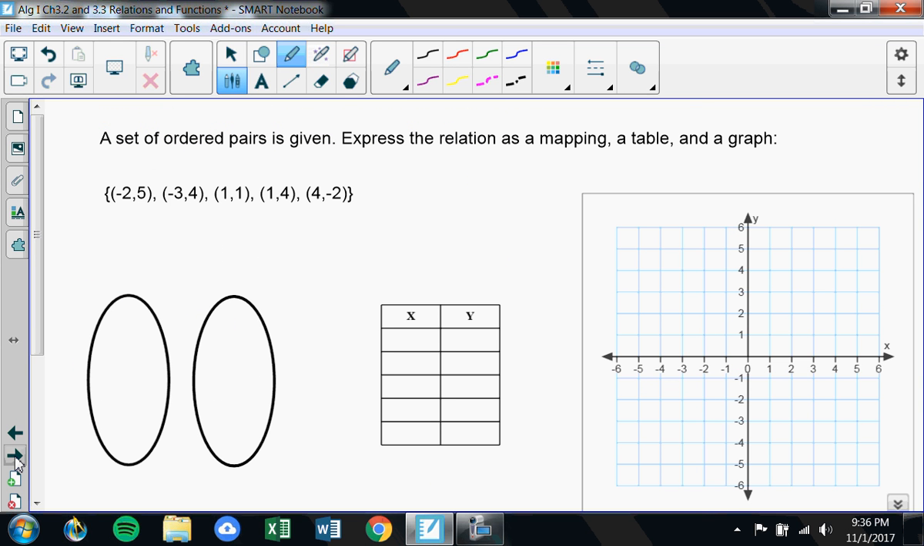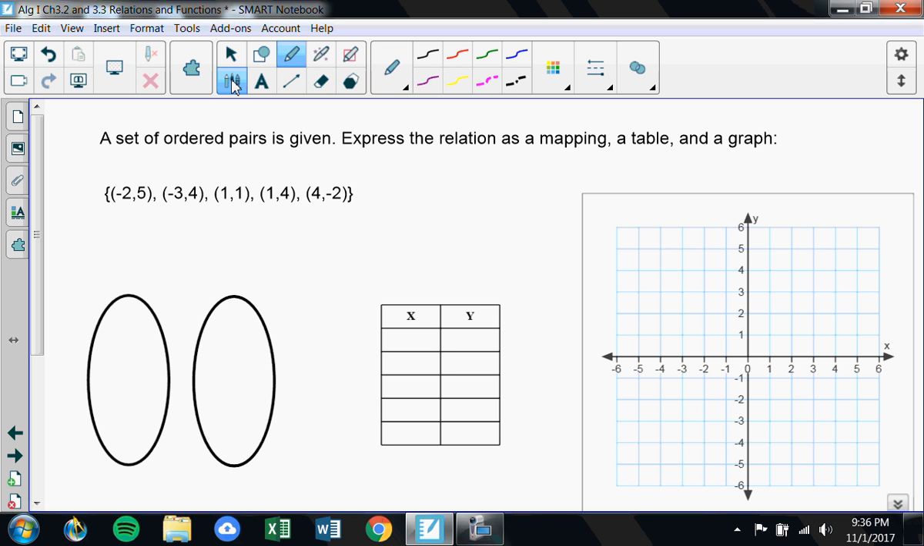So here's a set of ordered pairs. Ordered pairs are coordinate points. They always come in the order x, y, in alphabetical order, meaning inputs and outputs. Take a second and express these ordered pairs in a mapping, a table, and a graph. And this is a good example where you should pause this and actually do it.